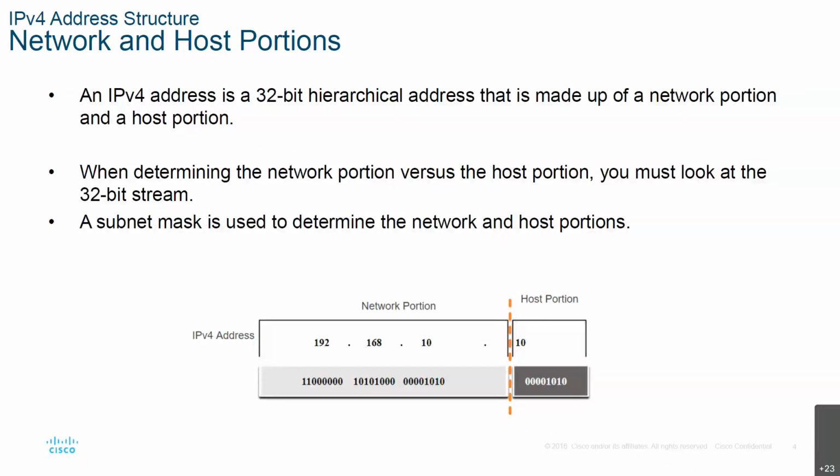So it's a 32-bit hierarchical address that is made up of a network portion and a host portion. Okay, 32-bit. If you look, it consists of 4 octets, 1, 2, 3, 4, and each 8 bits. If you convert these decimal numbers into binary equivalent, this is what you get. And you have got 8 bits plus 8 bits plus 8 bits plus 8 bits. That would be 32 bits. Okay, 8 times 4 is equal to 32.